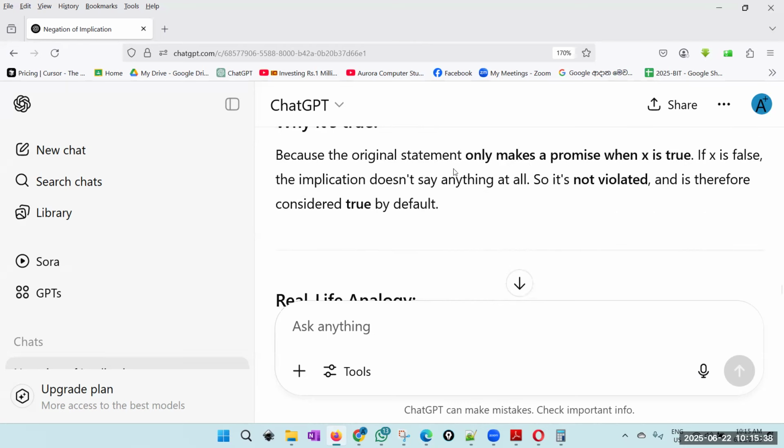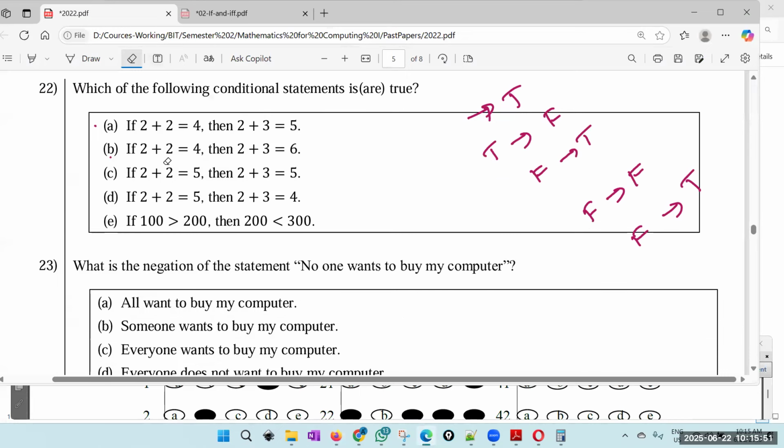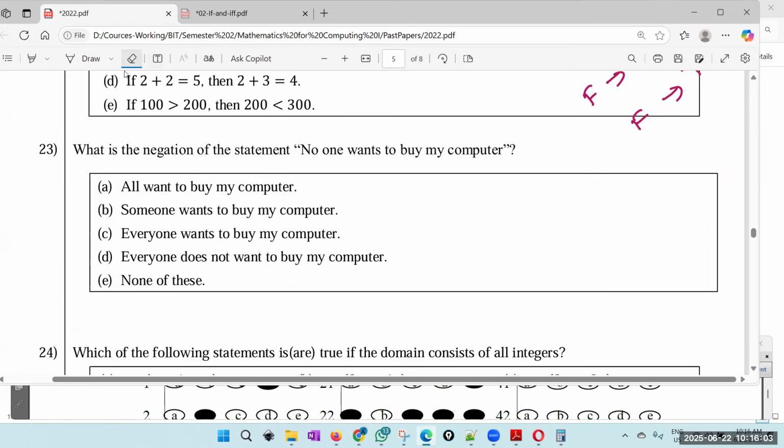Because the original statement only makes a promise when X is true. If X is false, the implication doesn't say anything at all, so it is not violated. That's the only explanation, right? So therefore, don't check whether this is true or false, because it is not something that happened. Anyway, it's a confusing question. Okay. What about the next one?